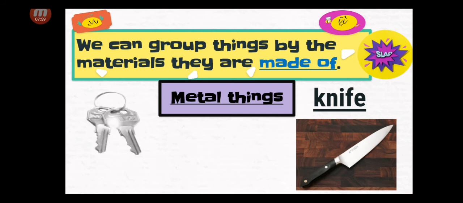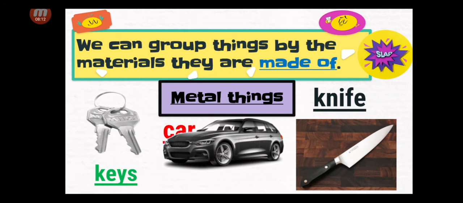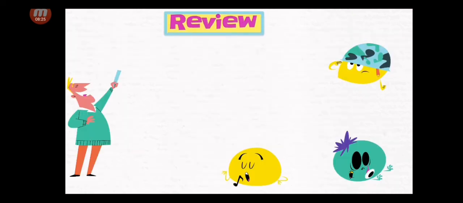And another one here. What is this? Keys. Okay, very good. Keys are an example of a thing that is made of metal. And the next is, yes, you're so familiar with this, a car. Yes, most of the car is made of metal.